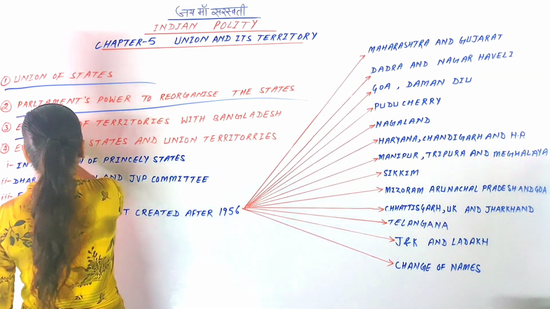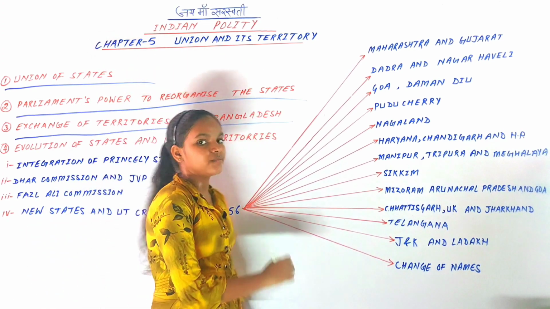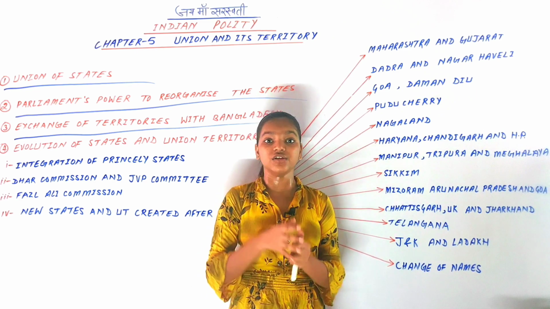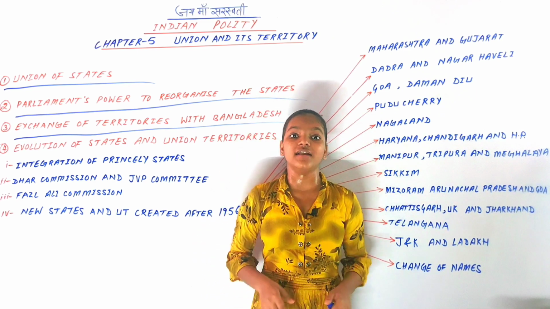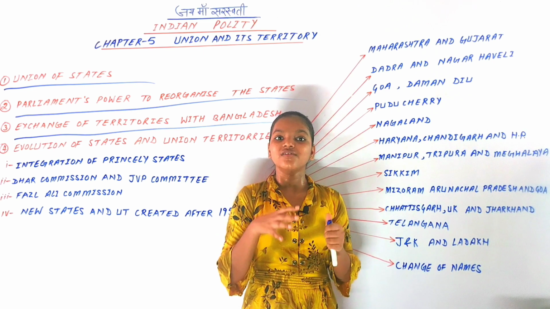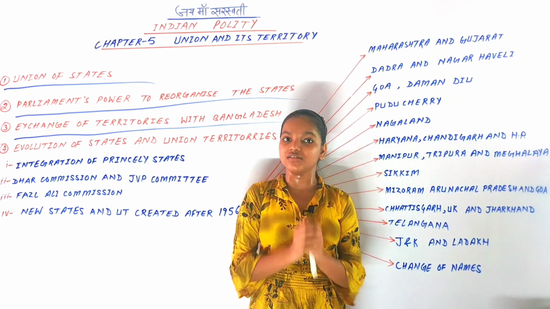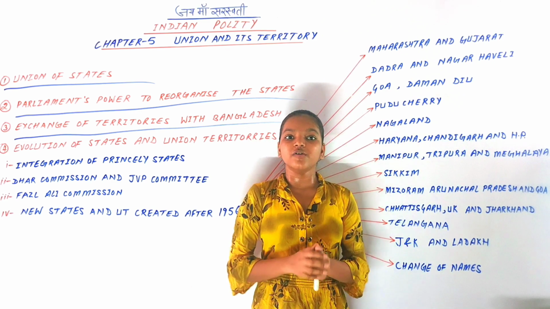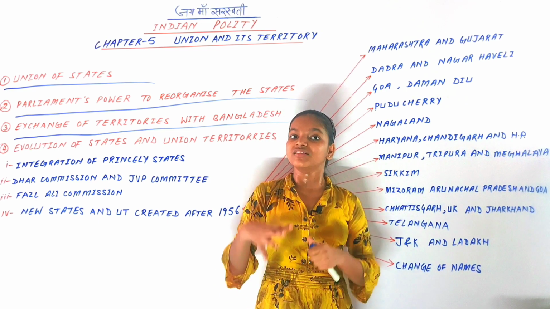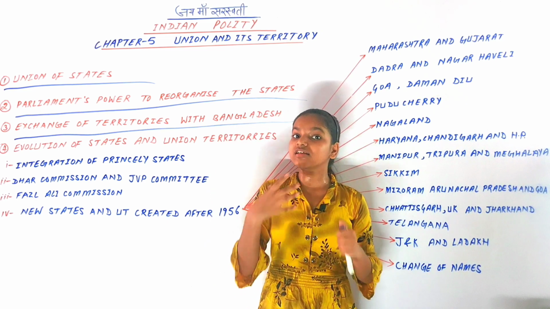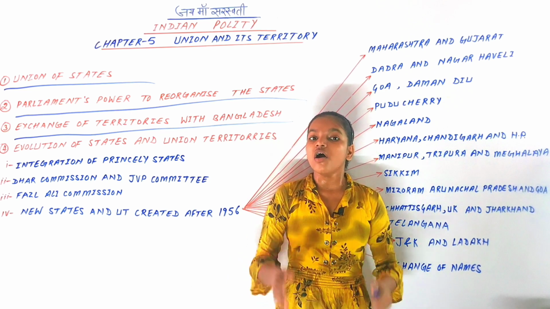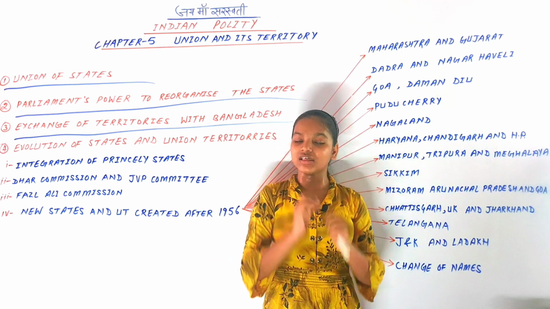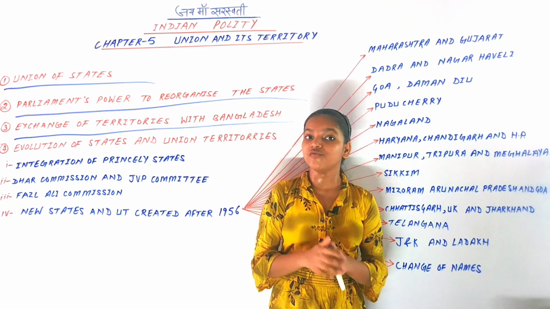So the next topic is exchange of the territories with Bangladesh. You know that the Berubari Union case was raised, and after that there were many hassles in Indian politics during the time of 1960. There were many disputes between India and East Pakistan, leading to the exchange of territories. For that there was an agreement, the Nehru-Noon Agreement in 1958, but that was not ratified by the people.